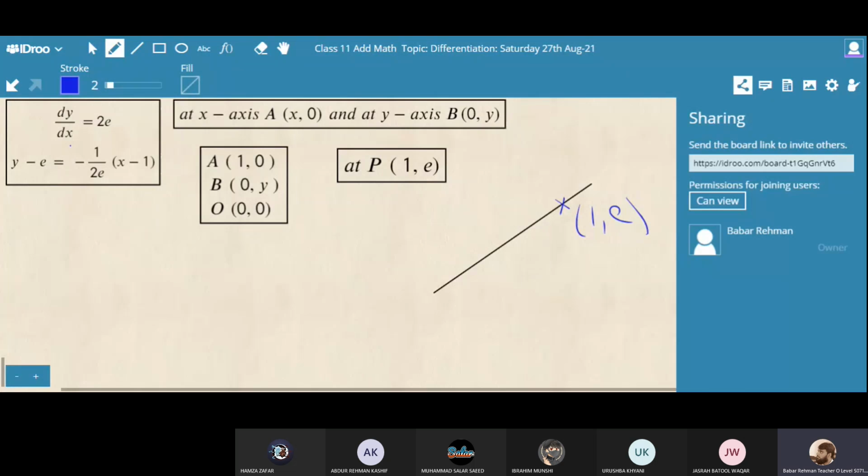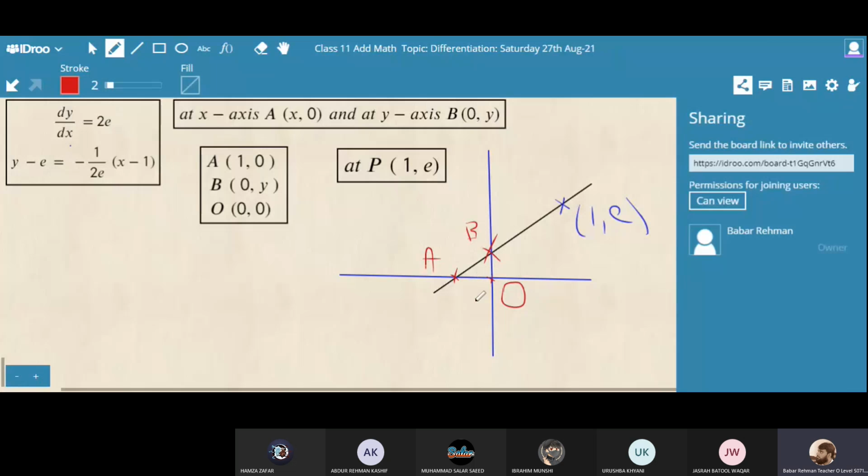Okay, let me explain in more detail. Look at this equation of the normal. It is also passing through the x-axis and the y-axis. Let this point on the x-axis be A and this be B, and this is O, and it will be a right angle triangle.